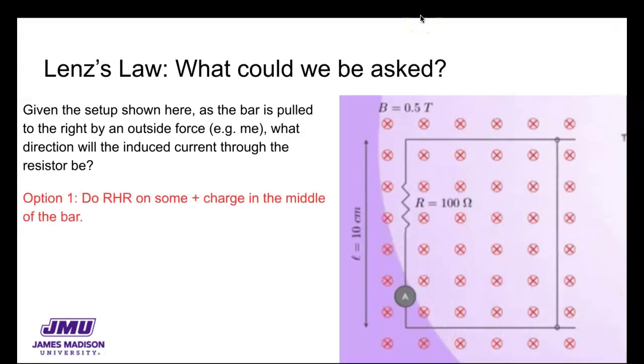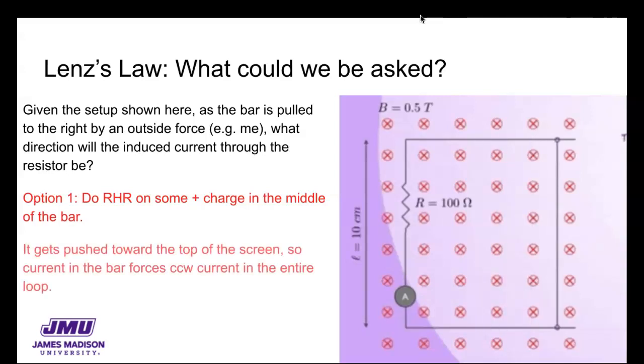As the bar is pulled to the right, you could do the right-hand rule on any given positive charge in the middle of the bar, any part of any atom in that bar. As the B field is pointed into the screen, and all of the positive charges in the atoms of that bar are moving to the right, you should be able to determine that they will experience a Lorentz force pointed up the page. If that positive charge is getting pushed up the page, and nothing is happening to the positive charges here, here, and here, then the positive charges that are getting pushed up the page in the moving bar will actually cause the rest of the charges to move throughout that circuit.